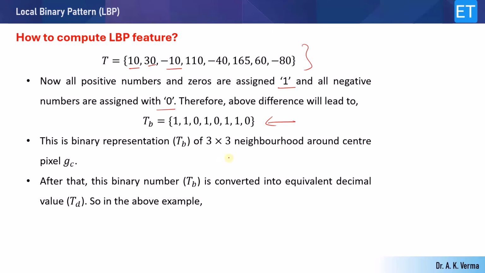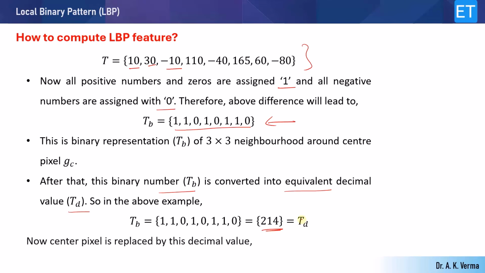Okay, so after that, let's say I consider this as an 8-bit binary number. I can convert this binary number into its equivalent decimal value, let's say TD. So for the above example, 110101110, the decimal equivalent is 214.